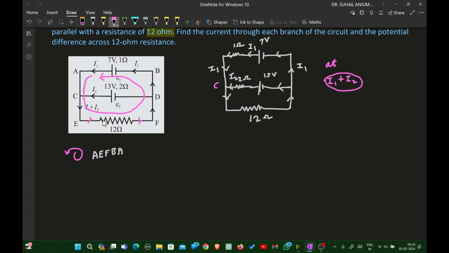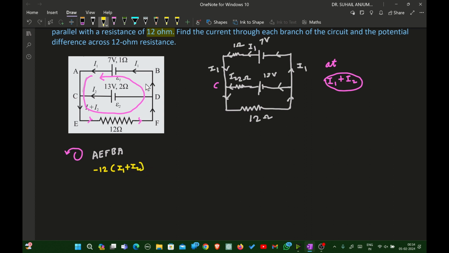When the direction of current and the direction of the loop are the same, then for a resistance the voltage drop will be negative. So what will be the voltage drop across this resistance? It will be the 12 ohm R value multiplied by the current through it. That is simple Ohm's law we have to apply here, but the sign will be negative. So I will write it down here: minus sign, 12 multiplied by I1 plus I2.